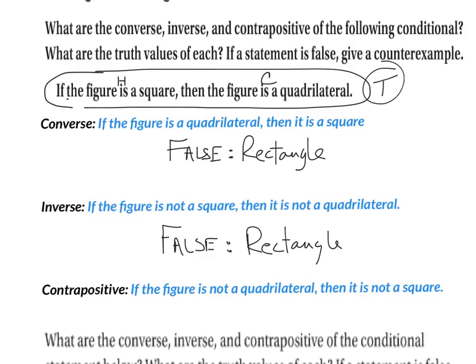Then the last one here, the contrapositive. Remember, the contrapositive is the converse negated. So it's this statement right here with not in it. So if the figure is not a quadrilateral, then it is not a square. If the figure is not a quadrilateral, that means it's not a four-sided figure. Then I know for sure it's not going to be a square. That statement is true.